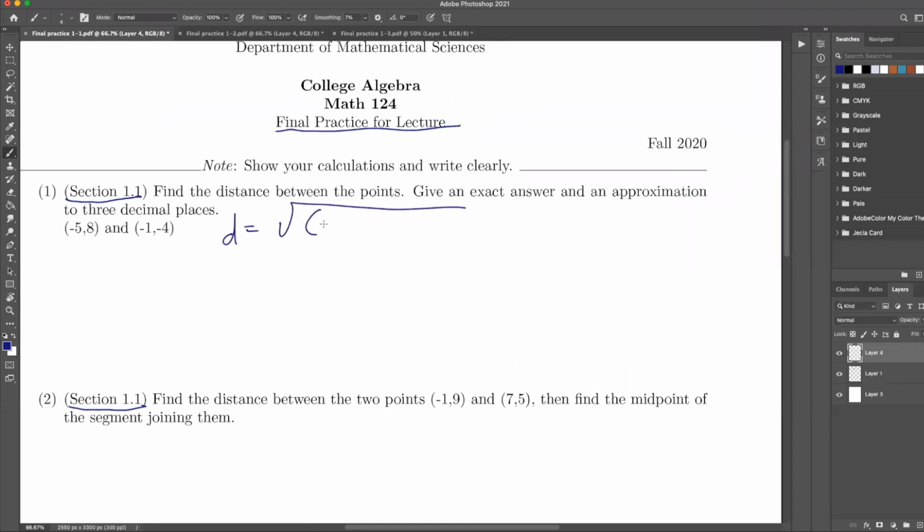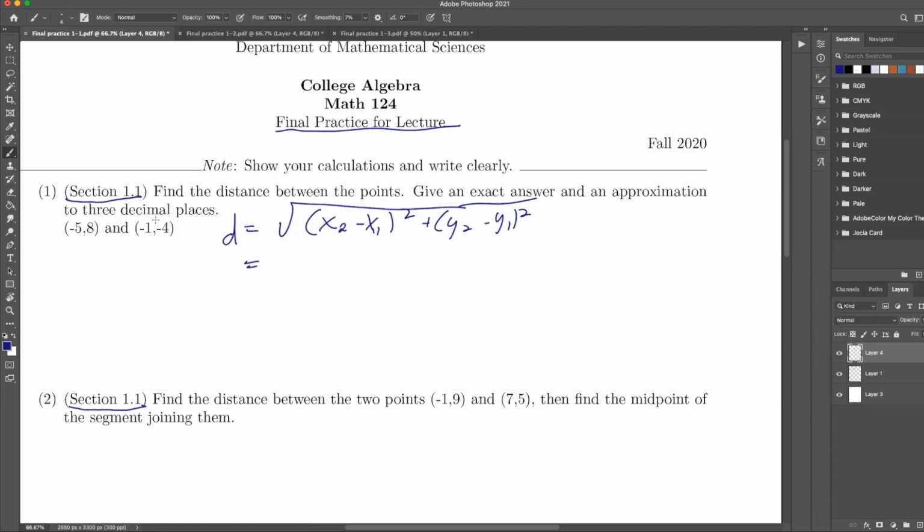Our distance formula, at least the one I have in my head, is the square root of x2 minus x1 squared plus y2 minus y1 squared. Notice if you switch x1 and x2, you still get the same answer. It doesn't matter which point is x1 and which is x2. Some people write x1 minus x2, y1 minus y2, but since you're squaring it, it doesn't matter. So we'll just use this distance formula and plug in these values.